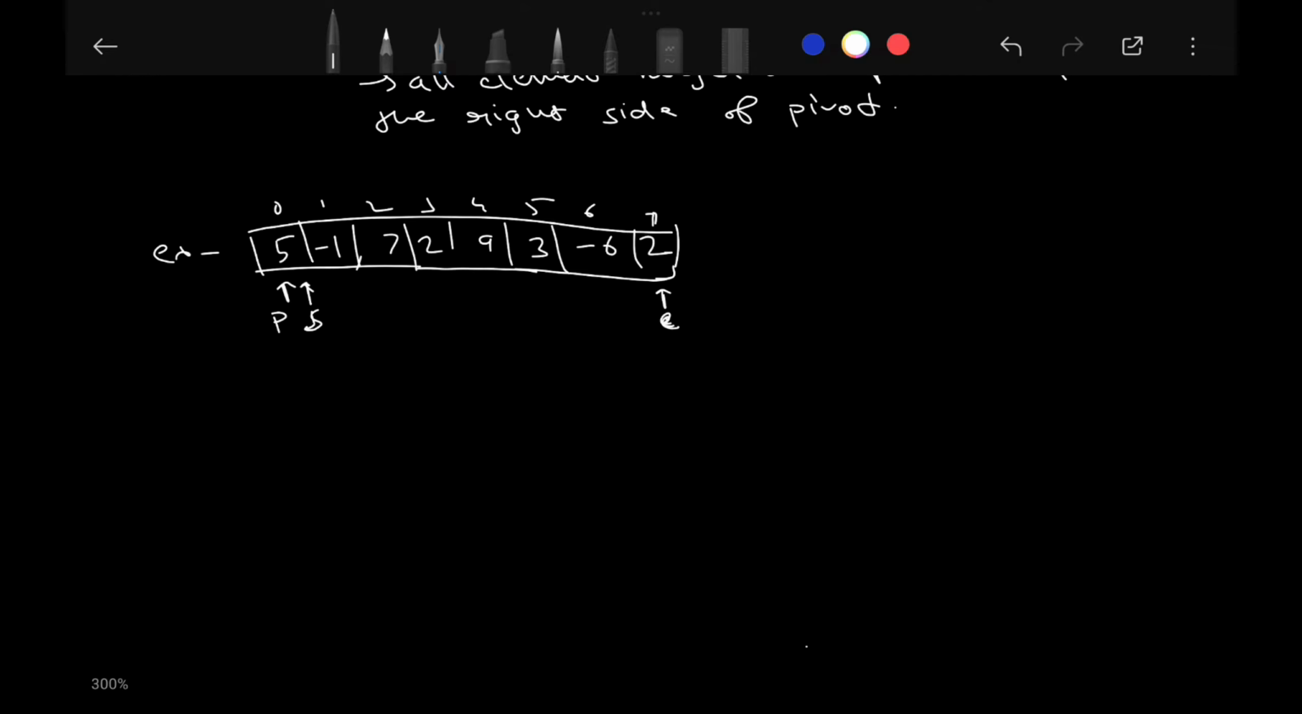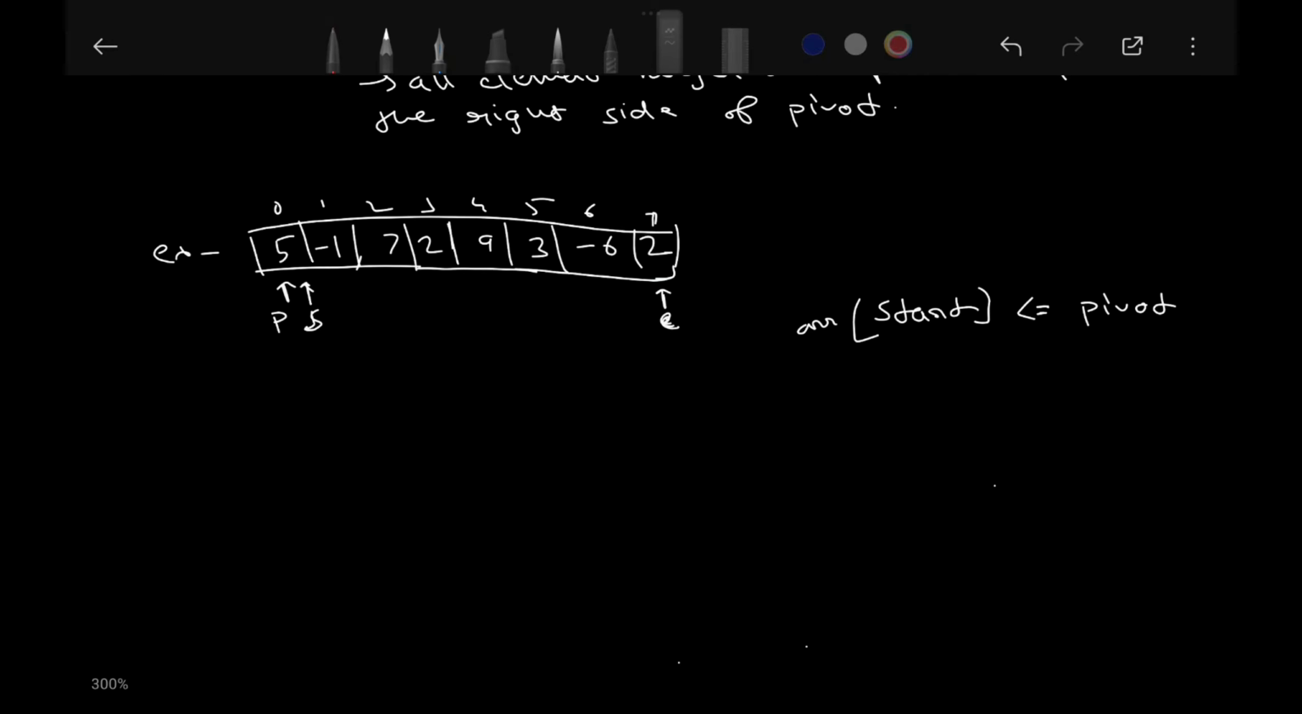Now, to begin the procedure, first of all we check whether the element at the start index is less than or equal to the pivot or not. Here we use less than or equal to because, let's say, there are two elements with the same value. As you can see here, the elements at index 3 and index 7 both have the same value 2. That's why we are using less than or equal to.